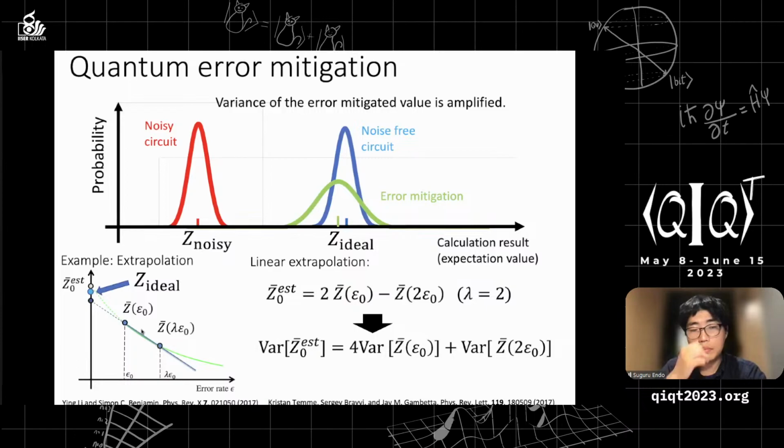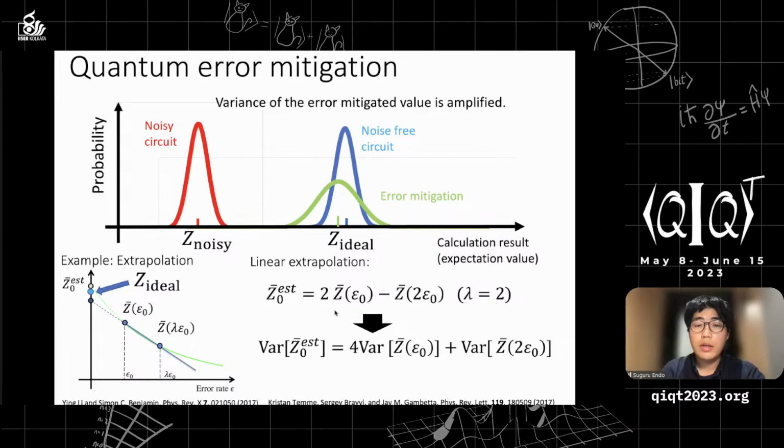And suppose this is the achievable error rate in the quantum circuit. In that case, we cannot reduce the error rate any further. But by using some technique, we can boost the error rate, and we can also obtain another result which has a different boosted error rate. By extrapolating these two points to estimate the ideal value, we can suppress the noise. This is an extrapolation technique, also called zero noise extrapolation, ZNE.